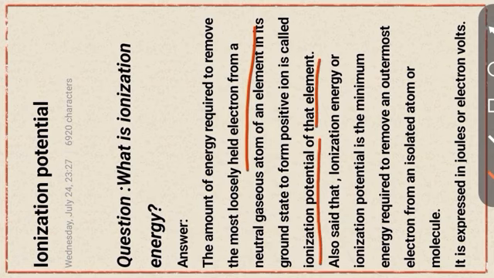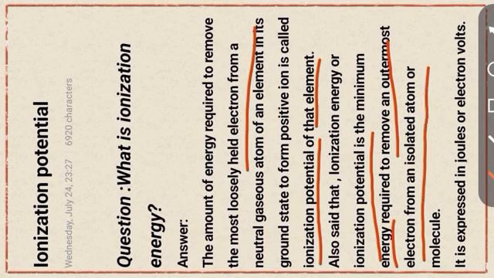On the other hand, ionization energy or ionization potential is the minimum energy required to remove an outermost electron, that is the electron in the outermost shell, from an isolated atom or molecule. It is expressed in joule or electron volt, that is the unit of ionization energy.